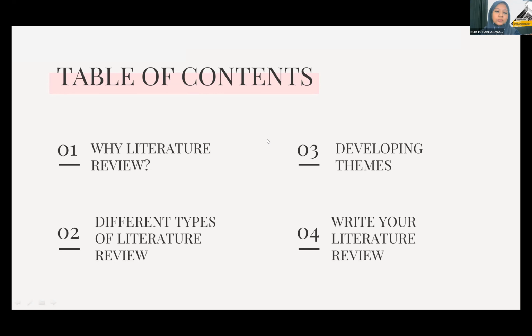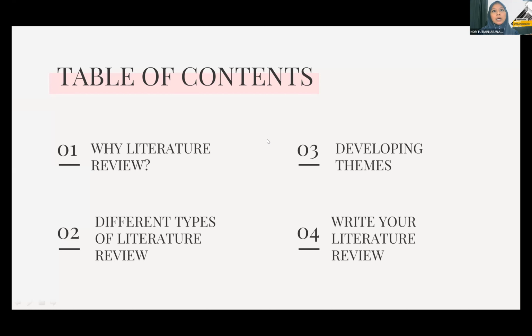And then move to the second part. I will introduce and share with you the different types of literature review. Perhaps later you want to use these different types in your writing, because not all subtopics in the literature review can use the same type. You may want to use different writing styles in your literature review. If not, dia akan jadi a bit bored, macam monotonous dia punya writing.